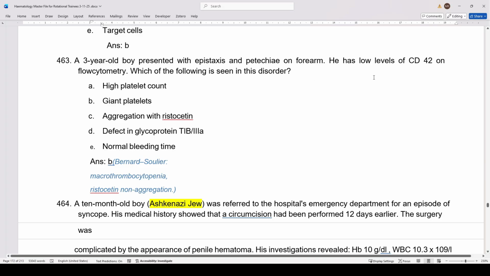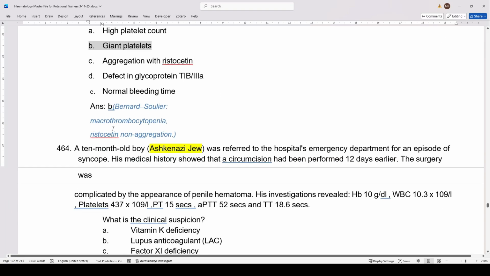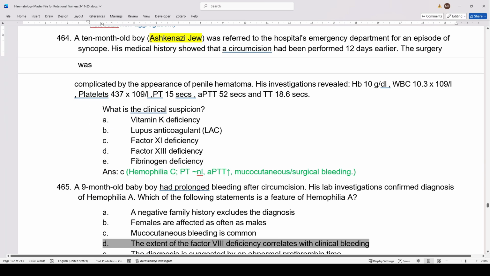So it is a case of whenever there is a low level of CD42 on immunophenotyping or flow cytometry, it is a case of Bernard-Soulier syndrome. The other features are giant platelets. If there is thrombocytopenia and the platelets are giant size, maybe the size of an RBC also. And on platelet aggregometry, there is no aggregation when ristocetin is added, so there is no response to ristocetin.